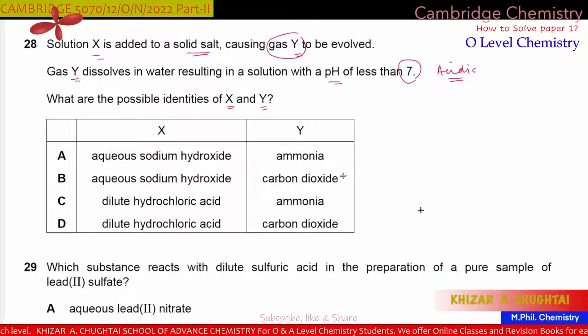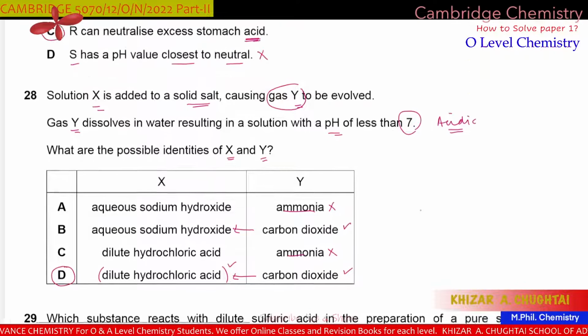First of all, I'm going to check the Y. It can be carbon dioxide gas. Ammonia is not the correct option as it is an alkaline gas. So now either B or D may be the correct option. Now let's see how CO2 is formed. It is formed by the addition of dilute acid to any carbonate. By the addition of acid to carbonate, there is the formation of carbon dioxide. So this is an appropriate option in column X. So D is the correct option.